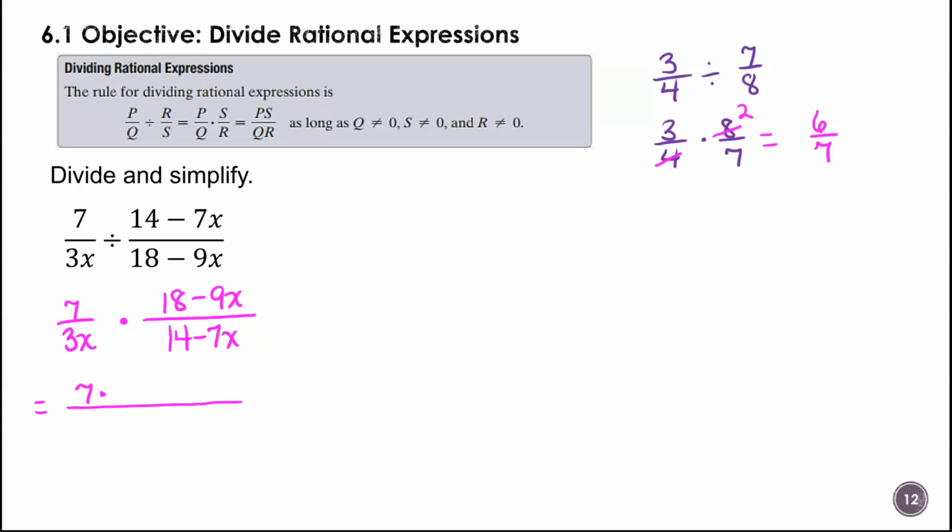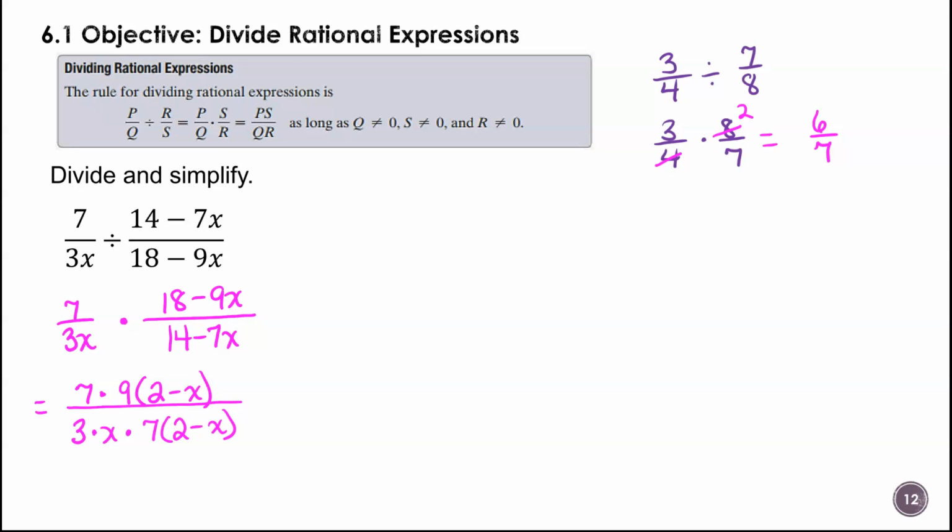Now in the numerator I can factor out a 9, and I'm not going to reverse the order on these because in the denominator it's written in the same order. So I'm going to take out a 9, and that leaves me 2 minus x. And then I have a 3, let's write that as 3 times x, times, in the denominator I can factor out a 7 of the 14 minus 7x, and that's 2 minus 1x.